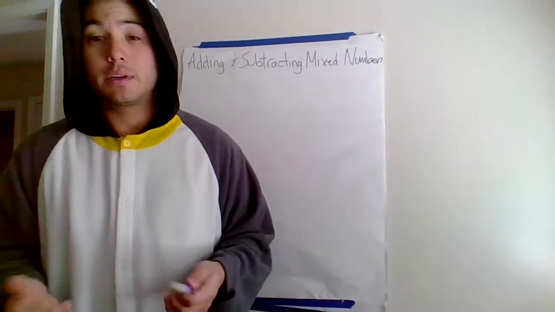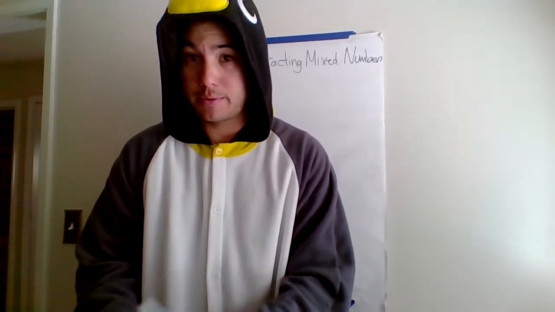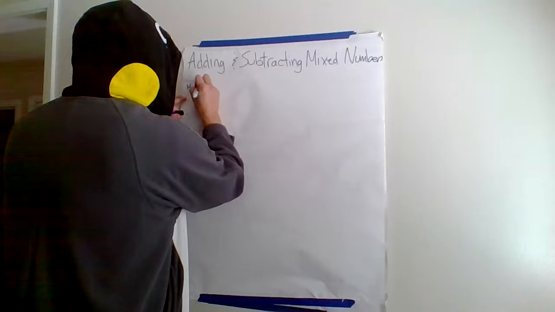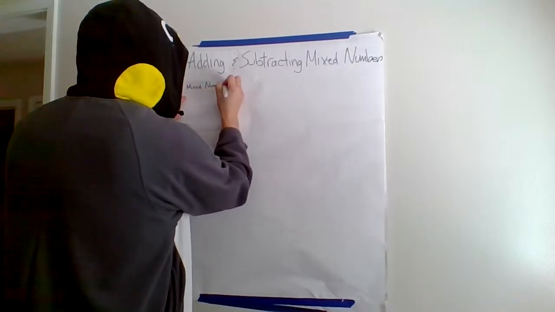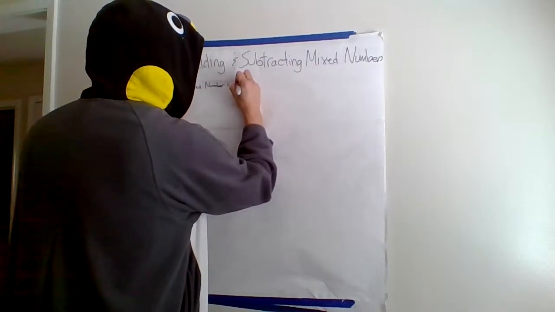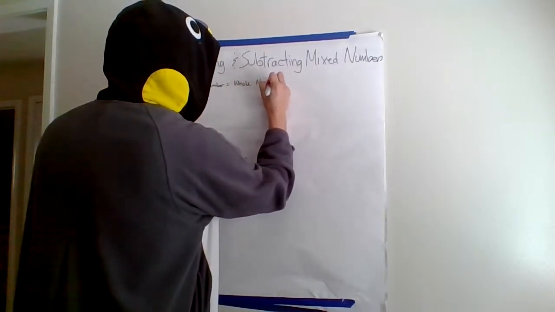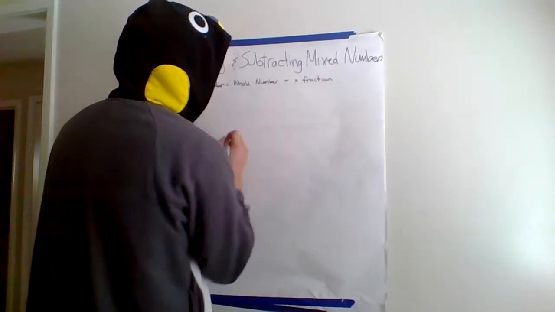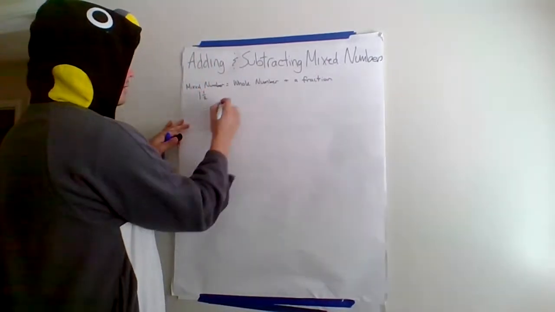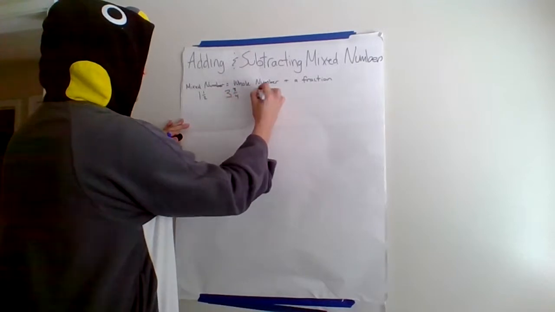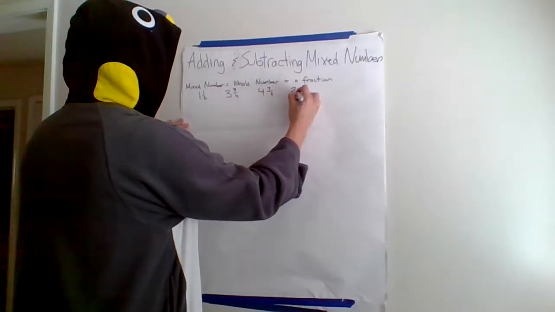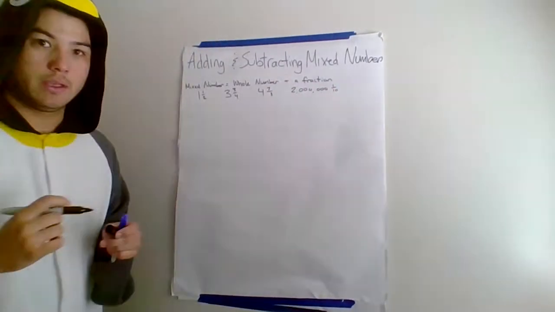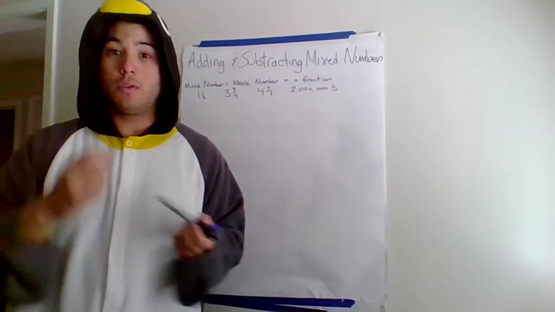Today we're doing math. We're talking about adding and subtracting mixed numbers. Just as a reminder, when we say mixed number in fractions, we're talking about a whole number plus a fraction. Okay, so 1 and a half, 3 and 3/4, 4 and 7/8, 2 million and 1/10, right? All of those are mixed numbers. So they've got a whole number plus a fraction.